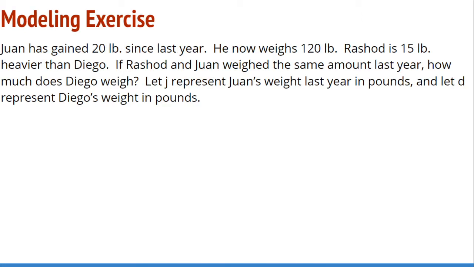Juan has gained 20 pounds since last year. He now weighs 120 pounds. Rashad is 15 pounds heavier than Diego. If Rashad and Juan weighed the same amount last year, how much does Diego weigh? Let J represent Juan's weight last year in pounds, and let D represent Diego's weight in pounds.